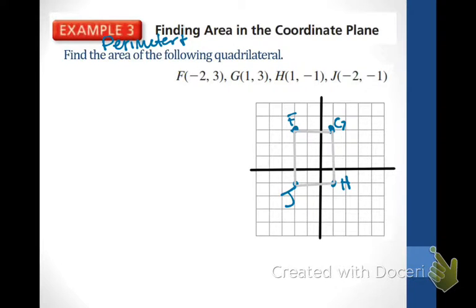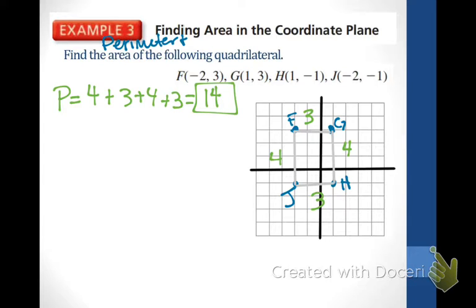All right, so let's find the perimeter first. The perimeter, what do we have to do? Add all the sides. What's the measure of FJ? 4. What's the measure of FG? 3. GH? 4. JH? 3. So what we do is we add them. 4 plus 3 plus 4 plus 3, which equals 14. Because 4 and 3 make 7. 4 and 3 make 7. So boom, that's why we did the perimeter first, because it literally took us no extra time.